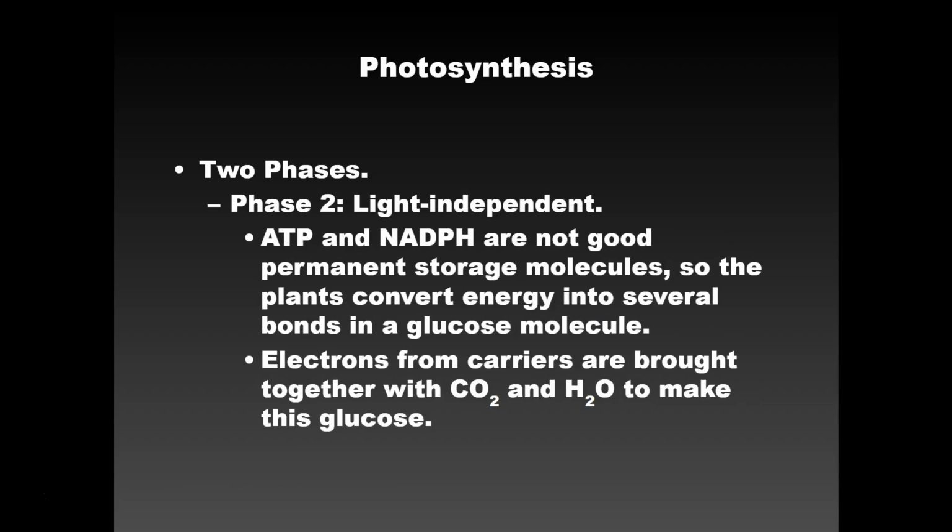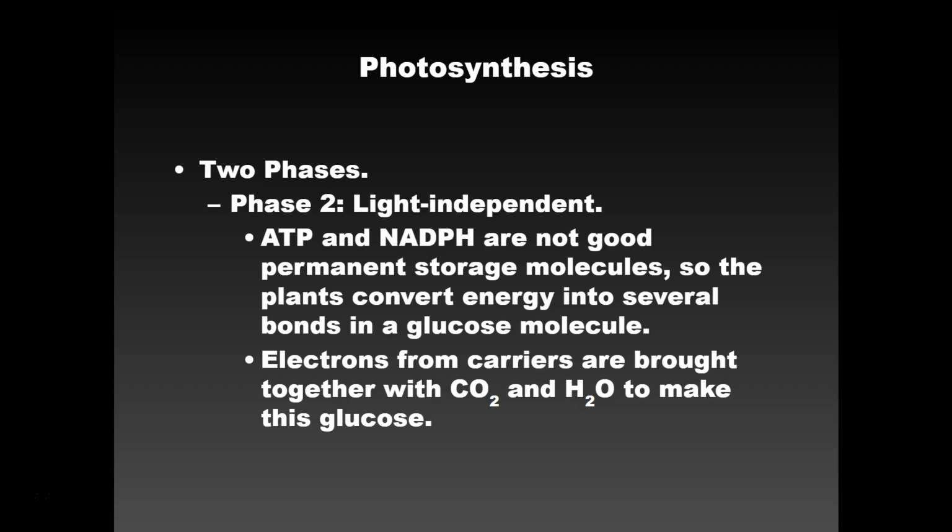The second phase is also called the light-independent reactions. And ATP and NADPH are not good for the permanent storage of energy. So what plants are going to do is convert that energy into glucose molecules, where it can store them for a longer period of time. Plants also use carbohydrates that it creates from photosynthesis for other things, like glycogen, like starch. It's going to use it to build cell membranes. It's going to use it to do all kinds of stuff beyond just glucose.